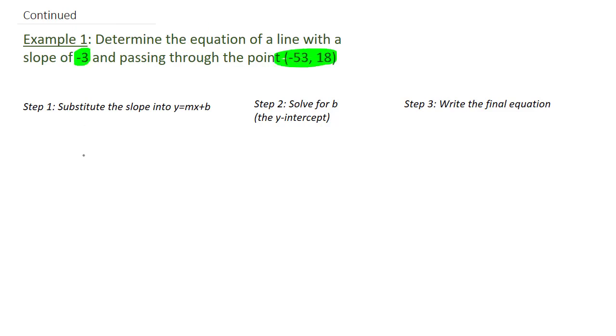Okay, so here we go. I'm going to start the same way every time. y equals mx plus b. That's my equation, right? All right, so we are going to replace the m with -3 because that's our slope, -3x plus b.